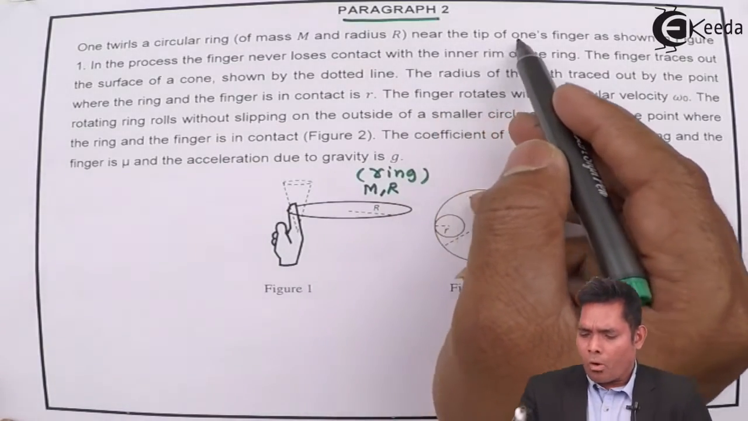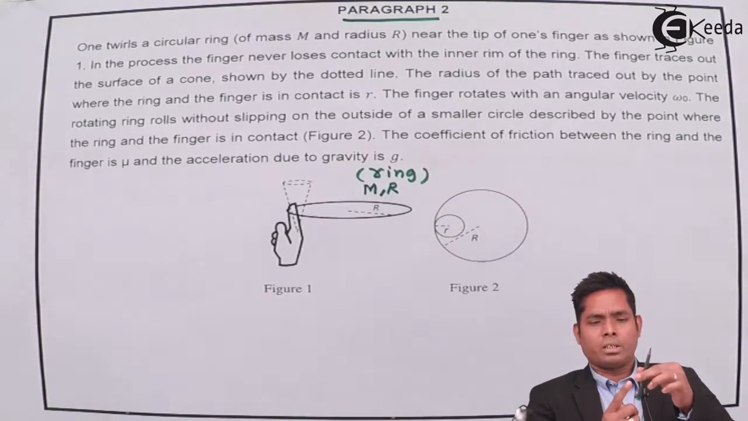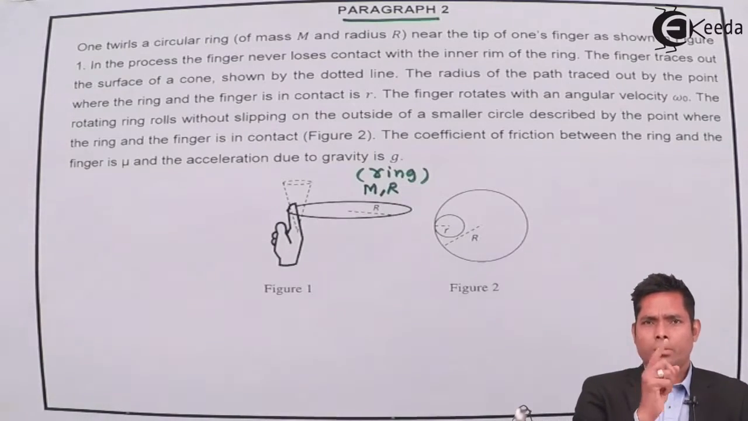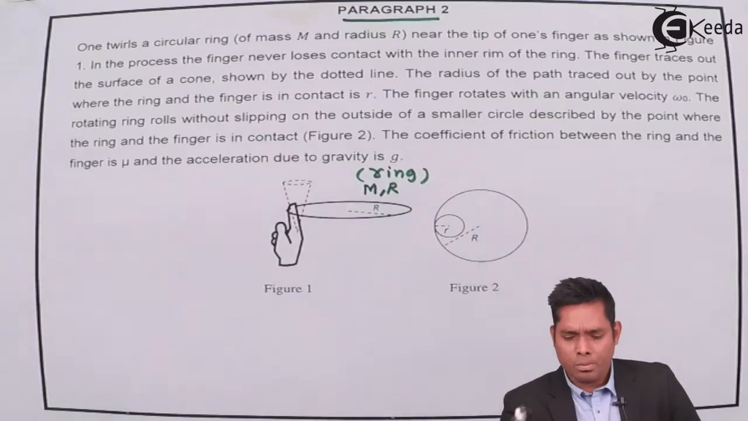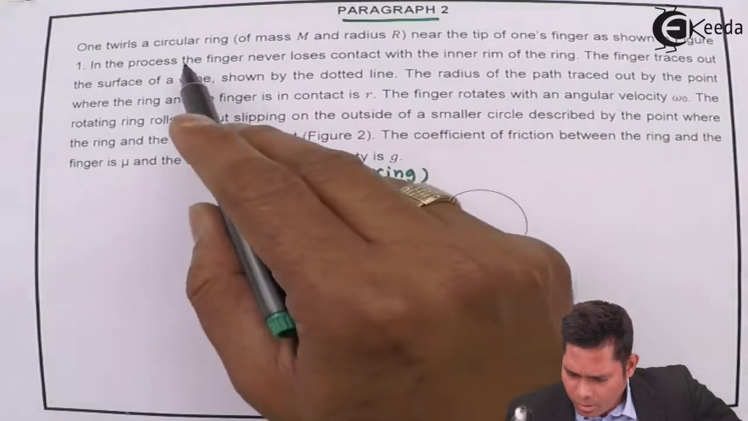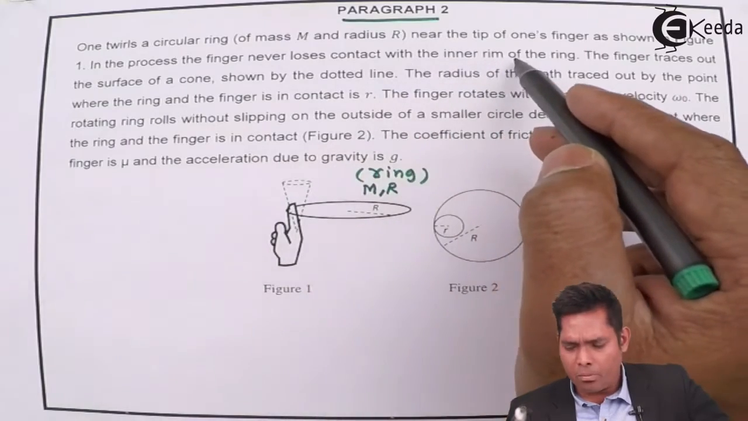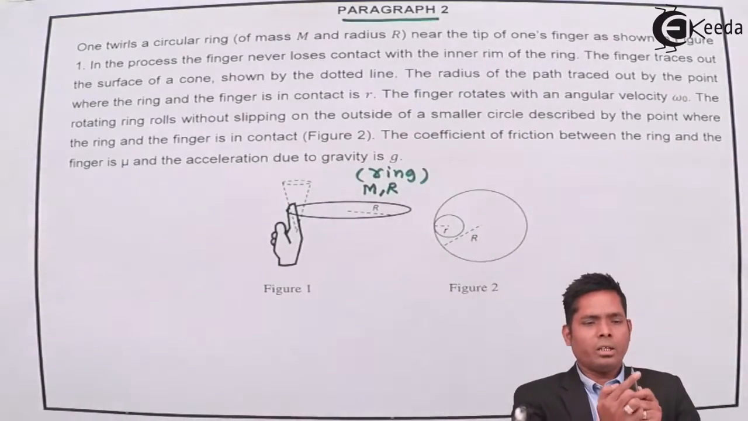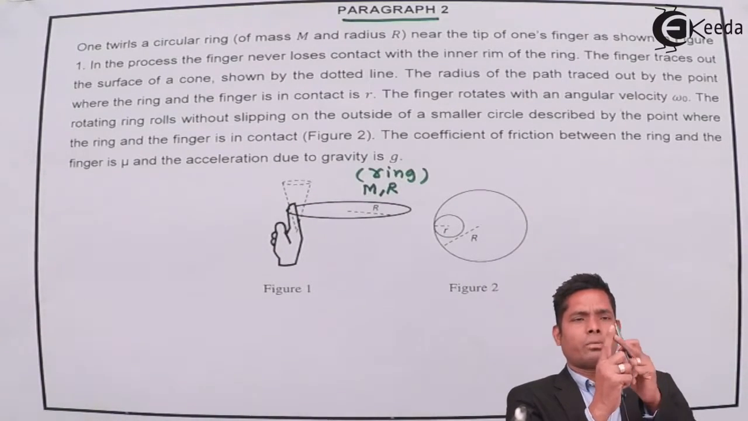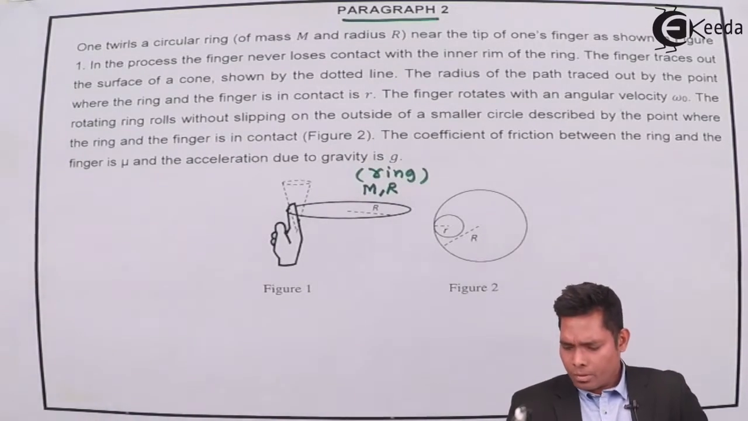Near the tip of one's finger, just like that, it rotates at the tip of the finger. So when you rotate at the tip of the finger, it performs a circular motion, as well as the ring also performs a circular motion. In the process, the finger never loses contact with the inner edge of the ring. So the ring and the finger never lose contact; the finger tilts the ring, and the ring always remains in contact with the finger.